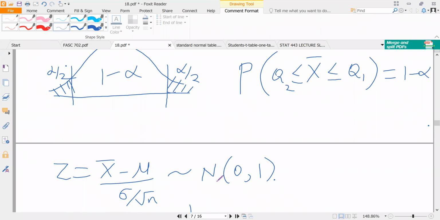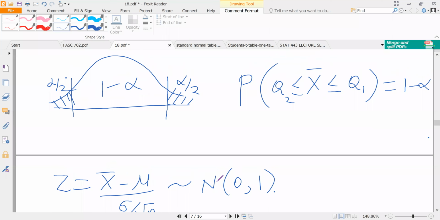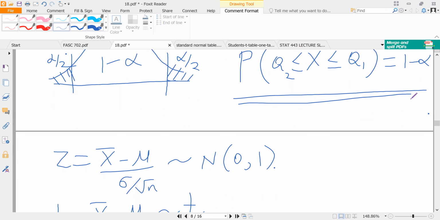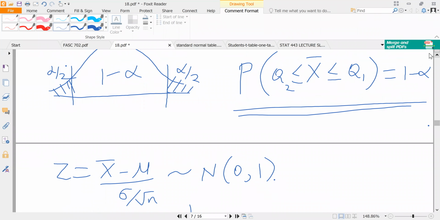So what we are going to do to this particular expression here is that we are going to standardize it, in that we are going to write it in this form of Z. So in standardization, ideally what we do is that for each quantity involved, you must subtract the population mean.